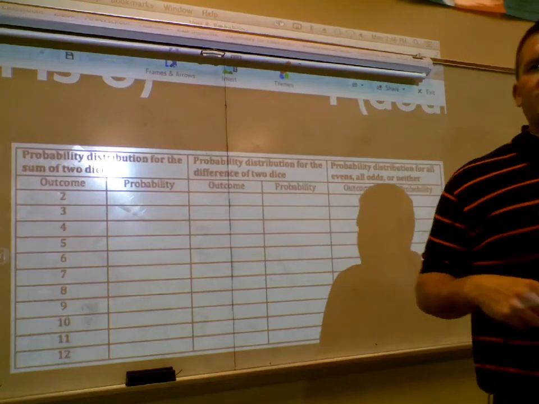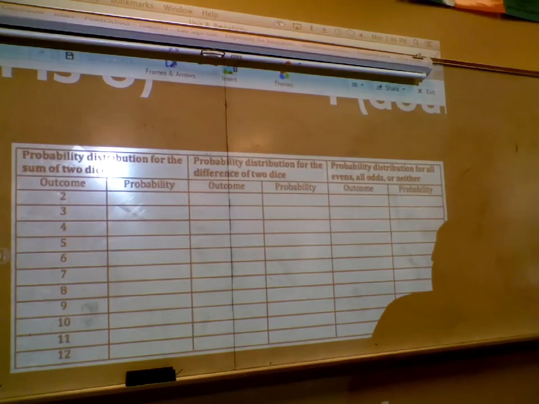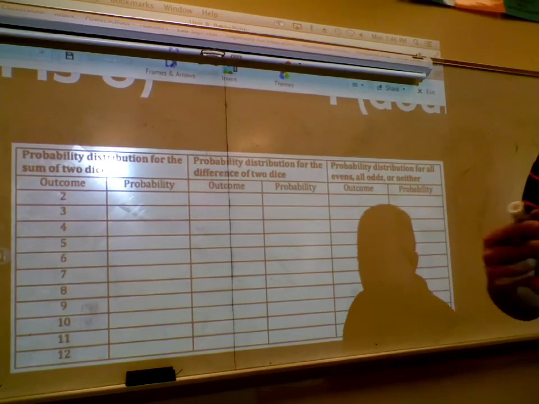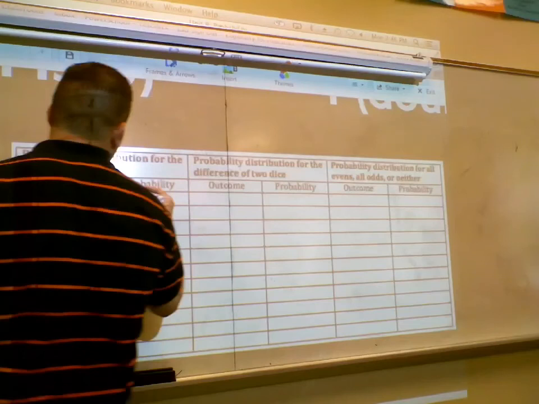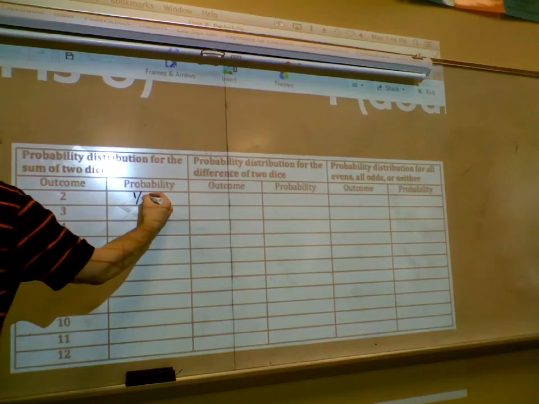How many ways can I get 2? Just 1 and 1, right? Yeah. So there's 1 way I can get 2. So the probability of getting 2 is 1 out of 36.